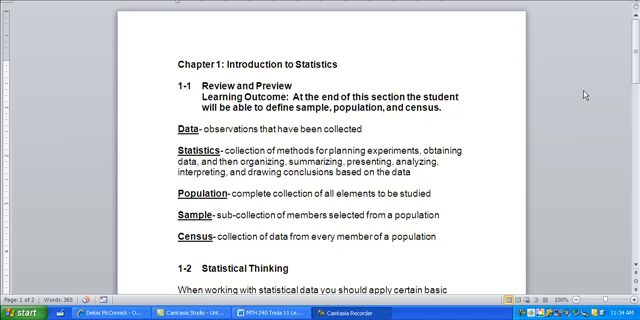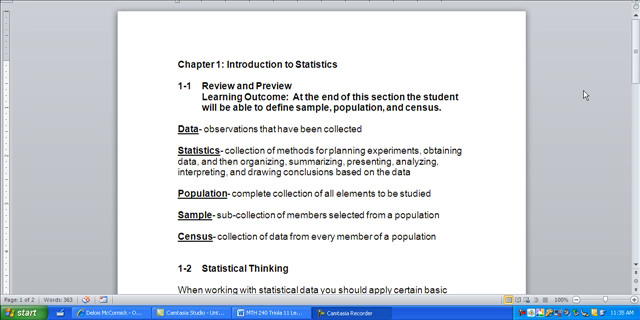Today we're beginning Chapter 1, which includes an introduction to statistics. In this recording, we'll take a look at sections 1-1 and 1-2. 1-1 is merely a review and a preview, and in this section we basically have one learning outcome. At the end of this section, actually at the end of section 1-2, the student will be able to define sample, population, and census.